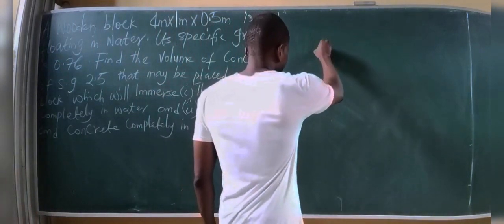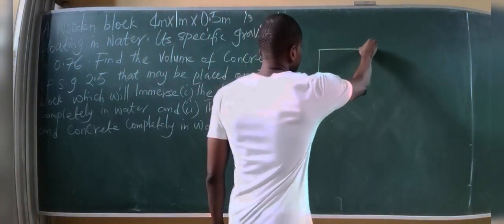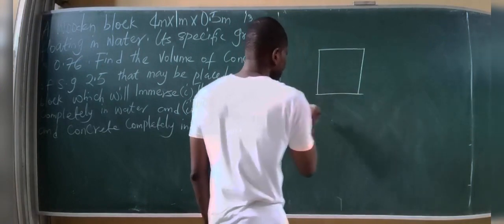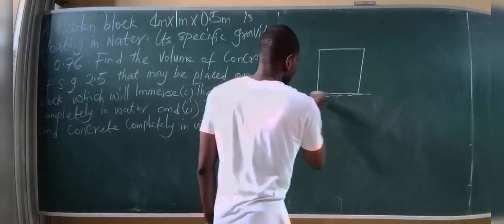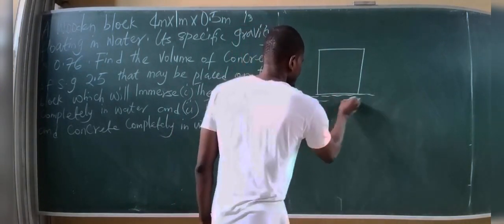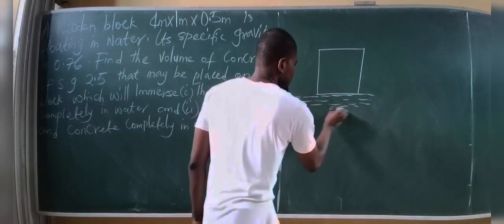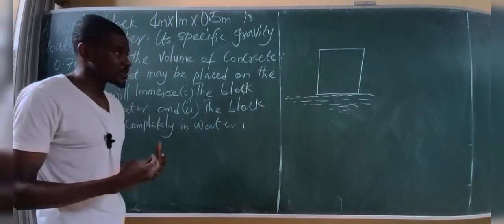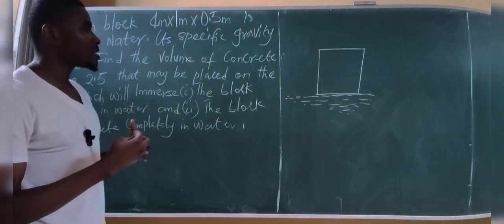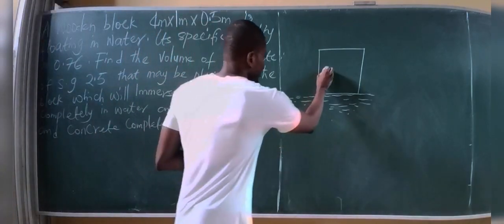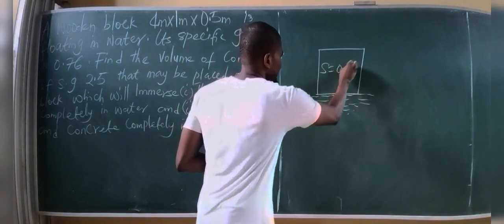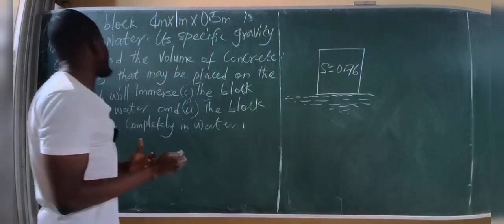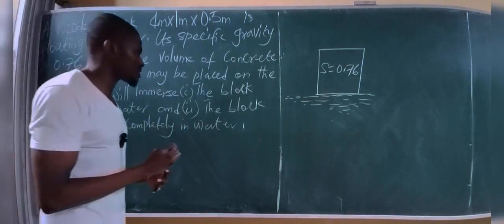Here we have a block floating on water. So this block is actually floating on water, so we can simply take this to be our water, and we have a block floating on water. Now the question says that the specific gravity of this block was given as 0.76.